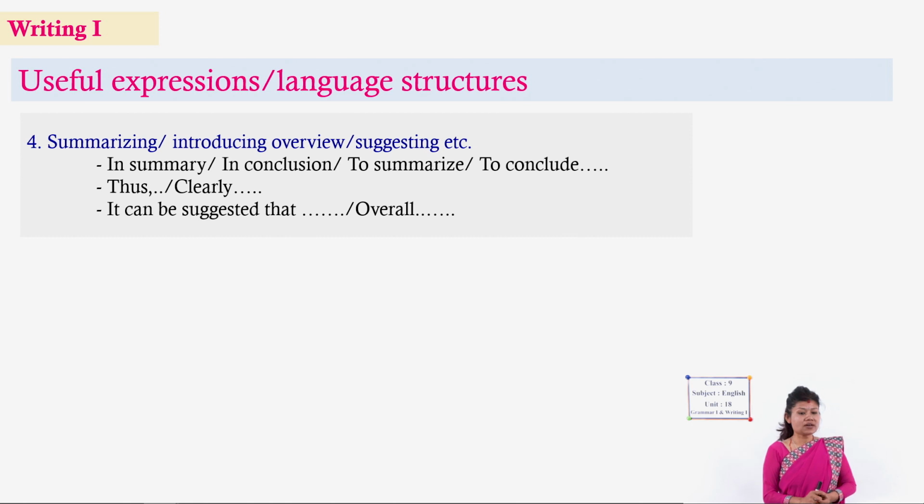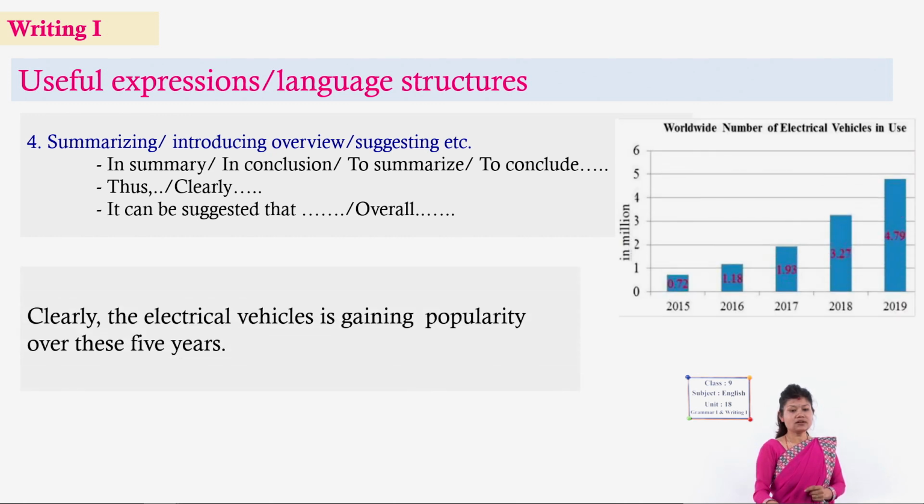And finally, summarizing, introducing overview, suggesting. Okay. So, in summary, you can begin using such expressions: in summary, in conclusion, thus, clearly, overall, etc. So, what can you conclude here? What does this table show? Yes, the electrical vehicle is gaining popularity. Yes, its number is growing. The use of electrical vehicles is growing day by day, year by year. So, our conclusion is, clearly the electrical vehicles are gaining popularity over these 5 years.